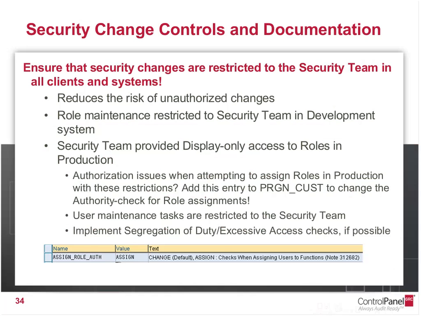This is another setting in that PRGN_CUST table. Set the flag assign role auth to assign, and that's going to make sure that you don't have to have change access to roles, the S_USER_AGR authorization object, to actually go in and make an assignment of the role. So this is a great way to make sure your security team is restricted and that no changes are processed on roles in the production system. If possible, you'd even like to implement segregation of duty checks so that the same person isn't changing the role in development and then assigning it in the production system.